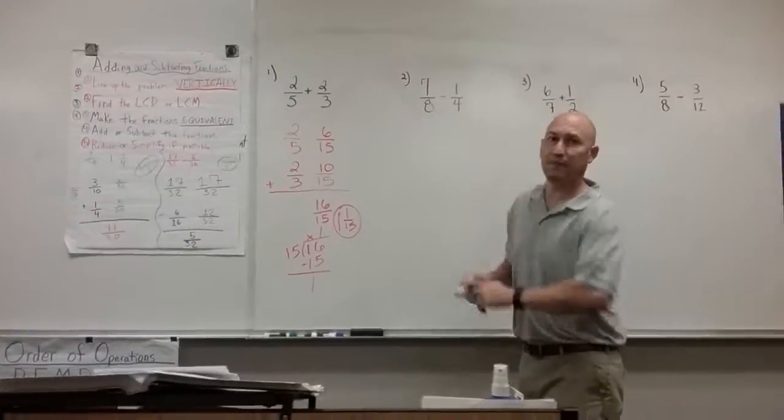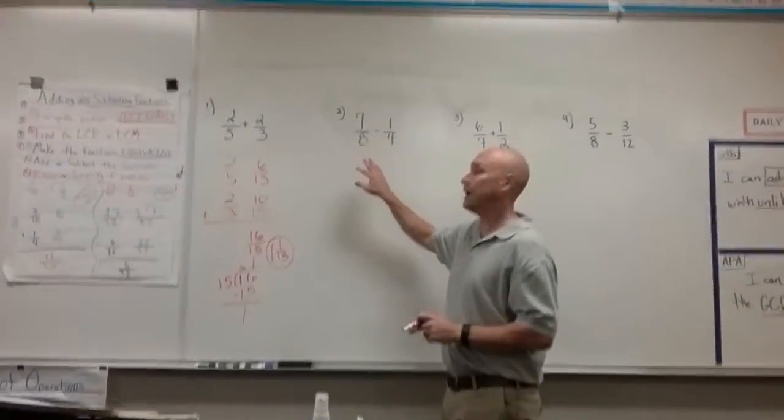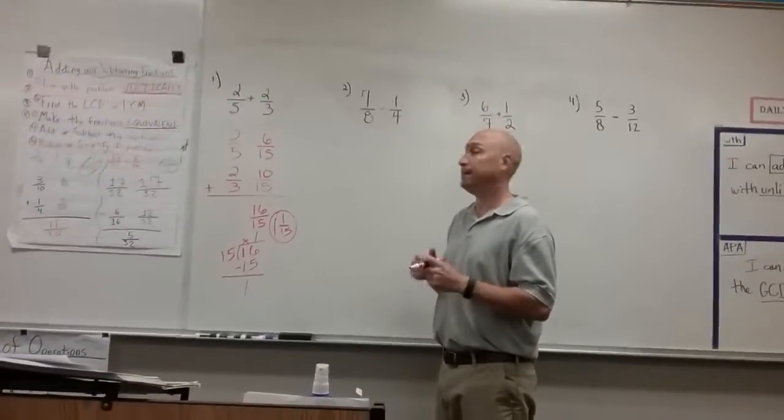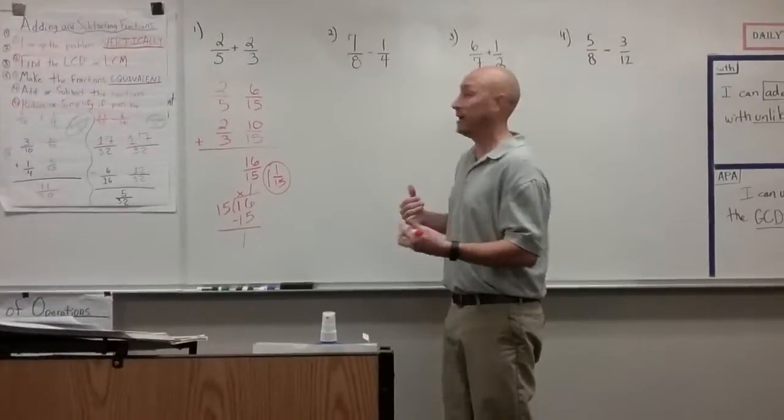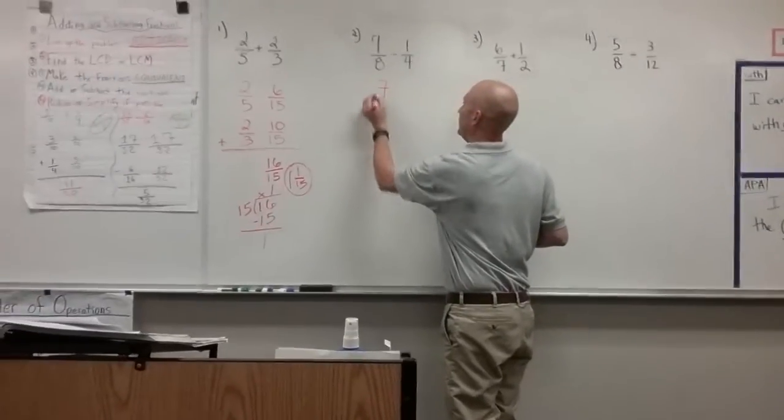Okay, moving on to example 2, I've got a problem that involves subtraction with unlike denominators. So I'm going to rewrite them vertically.